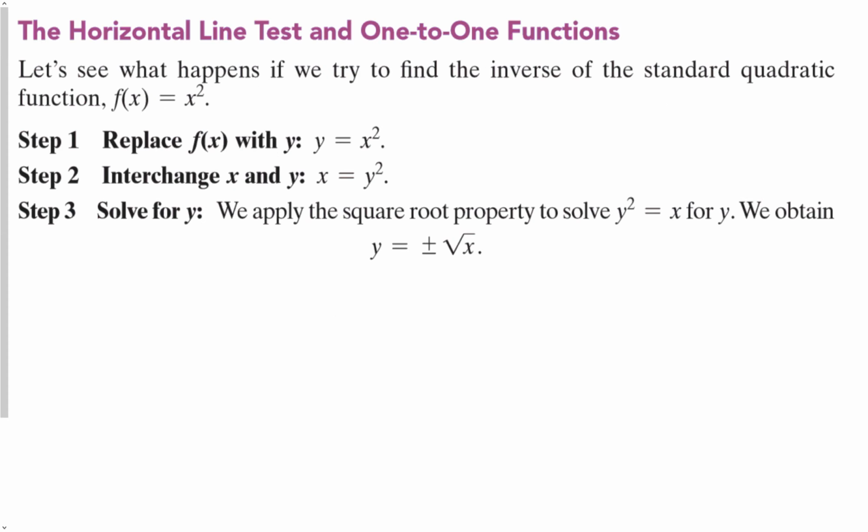Okay? So let's get into a little bit of graphing. Let's see what happens when we try to find the inverse of the standard quadratic function. So step 1, replace f of x with y. Step 2, interchange x and y, and then solve for y by applying the square root property. We obtain that y is equal to positive or negative square root of x, which makes this not a function.